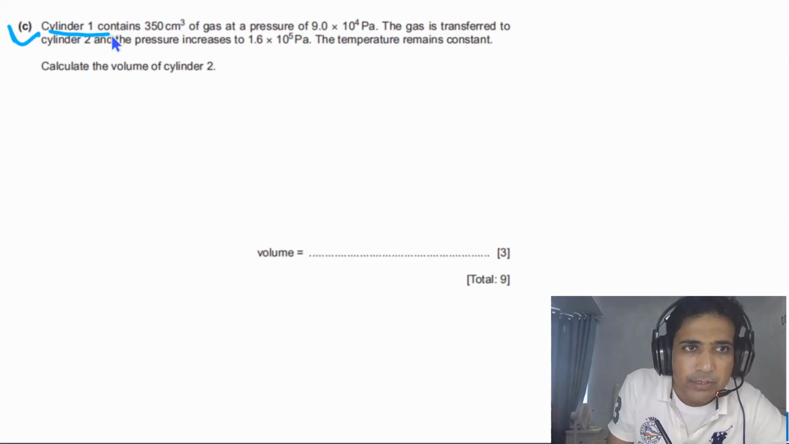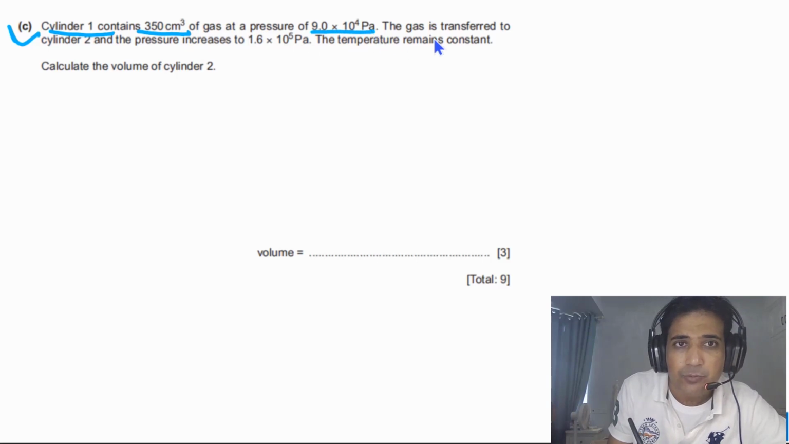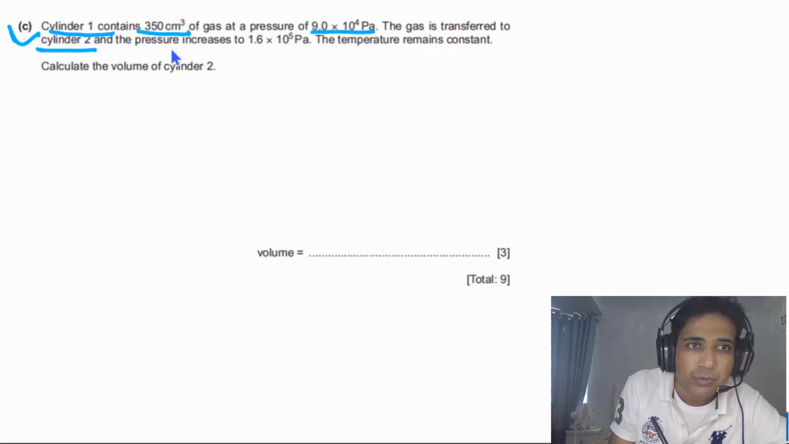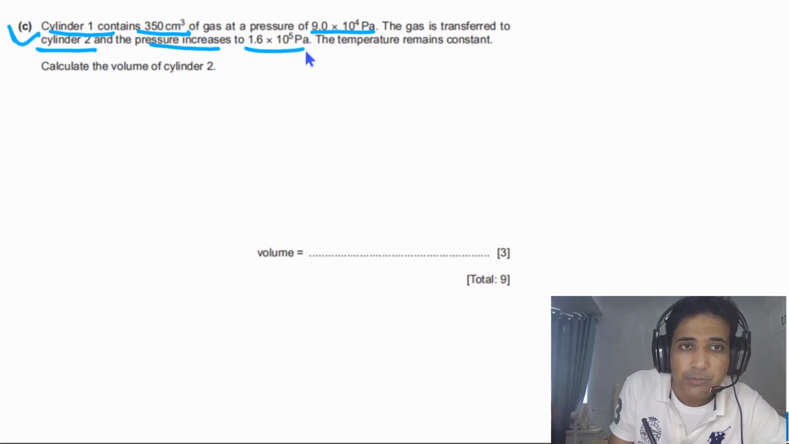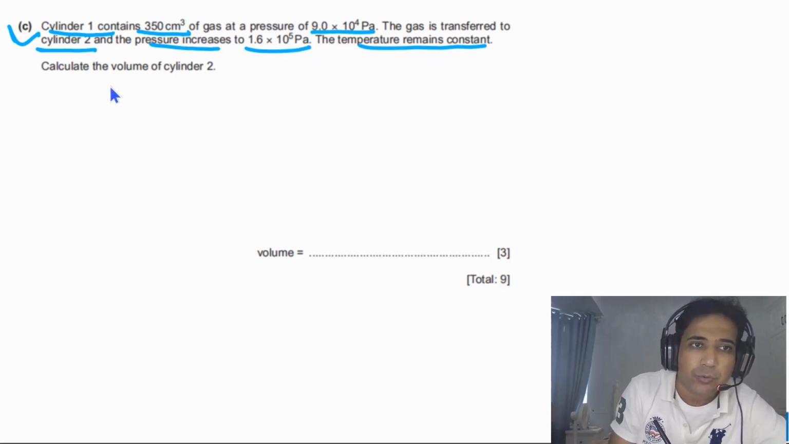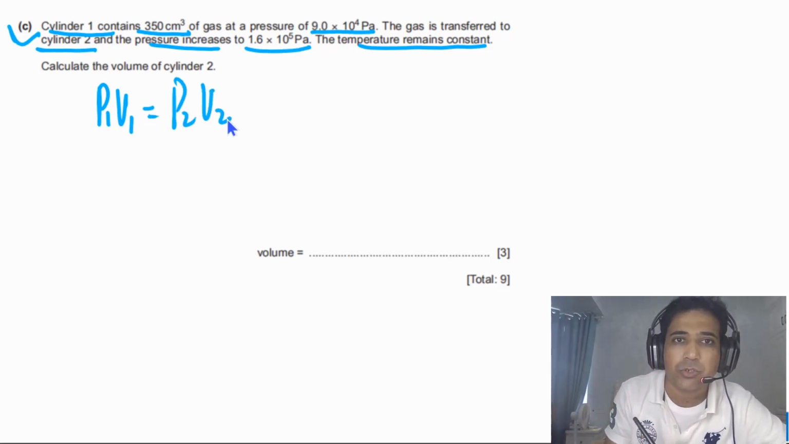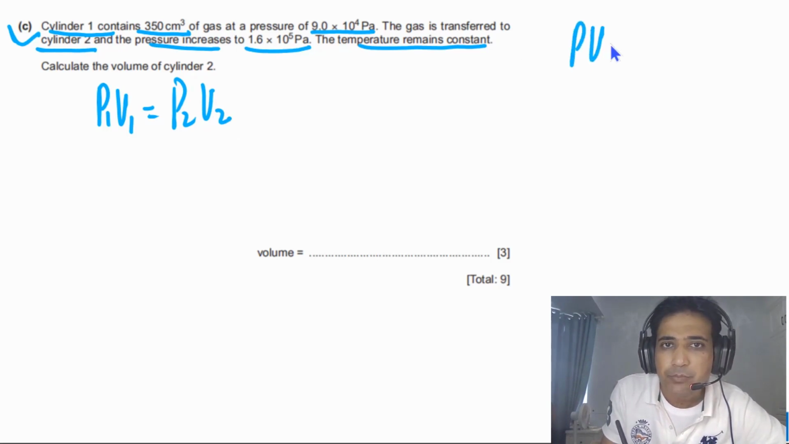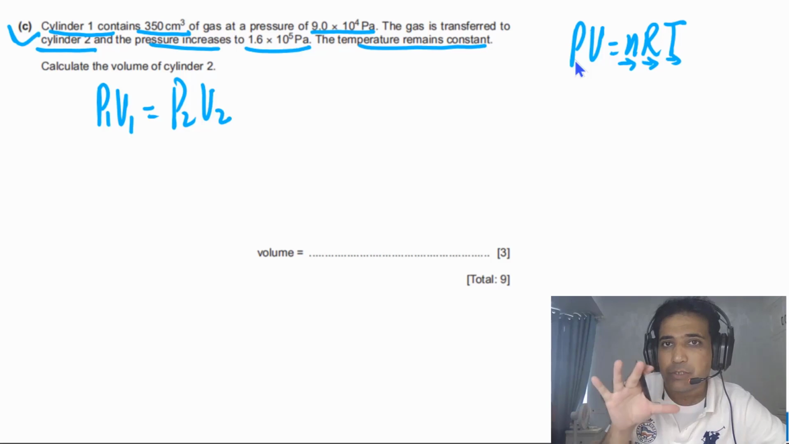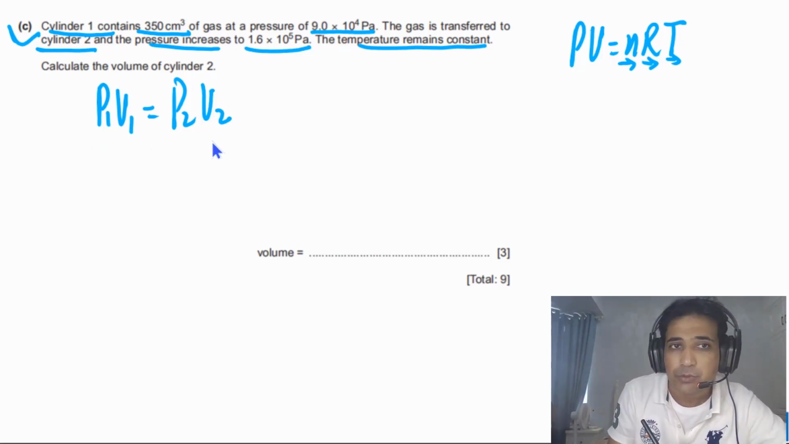Part C says cylinder 1 contains 350 cubic centimeters of gas at a pressure of 9.0 times 10 to 4 pascals. The gas is transferred to cylinder 2 and pressure increases to 1.6 times 10 to 5 pascals. Temperature remains constant. So for this question, we simply have to use Boyle's law. We can say P1 V1 equals P2 V2, because in this case temperature remains constant. You can also derive this from PV equals nRT. As temperature is constant, n is constant, R is constant, so PV is equal to constant. So we can say P1 V1 is equal to P2 V2.